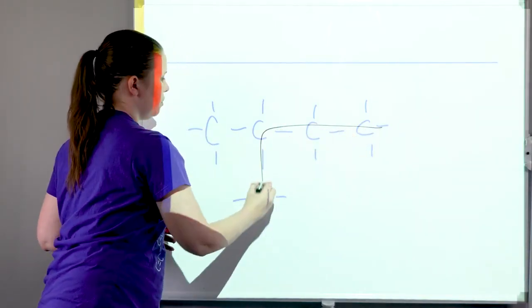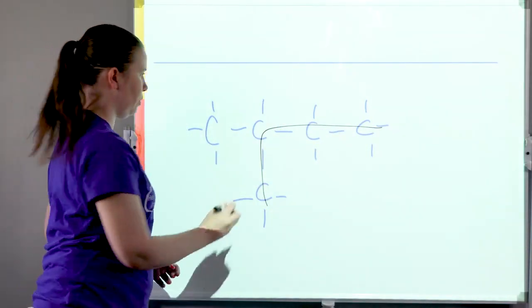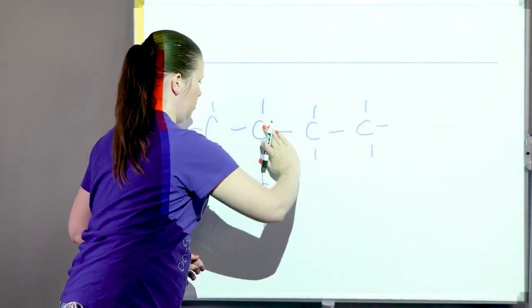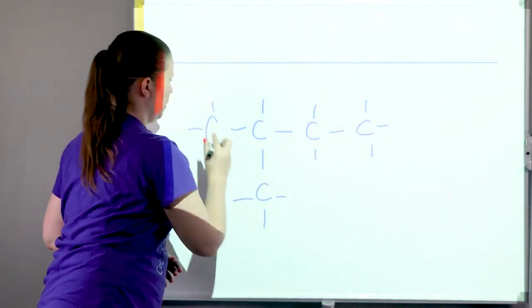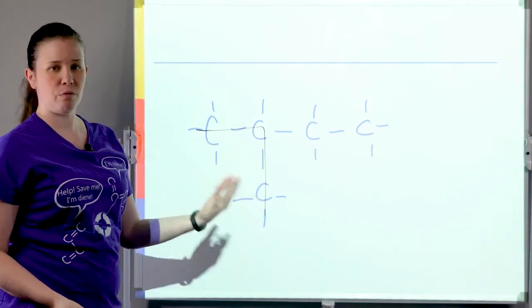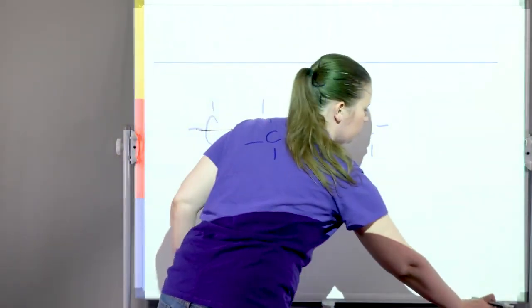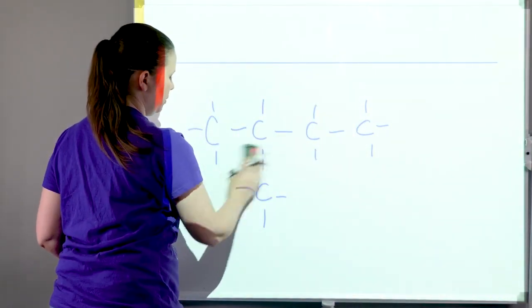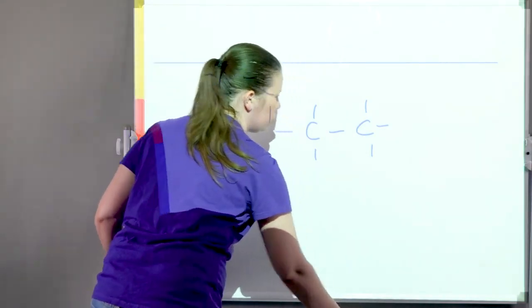what if I numbered it this way? Well, that would also have 4 carbons. What if I connected this? Well, that would only be 3 carbons. That's not as good. So we want to kind of test out all of our different roads and try to pick the one that has the most carbons.